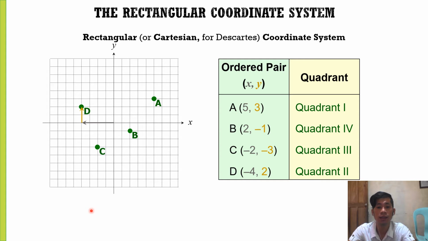Again, class, remember those signs. In quadrant 1, x is positive, y is positive. In quadrant 2, x is negative, y is positive. In quadrant 3, x is negative, y is negative. And quadrant 4, x is positive, y is negative. So it is important for you to know it.